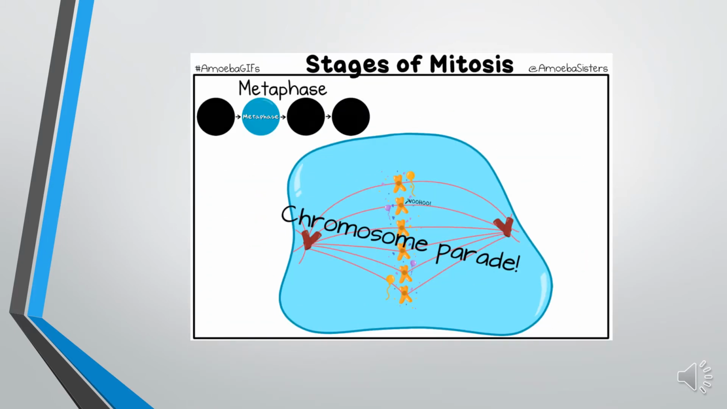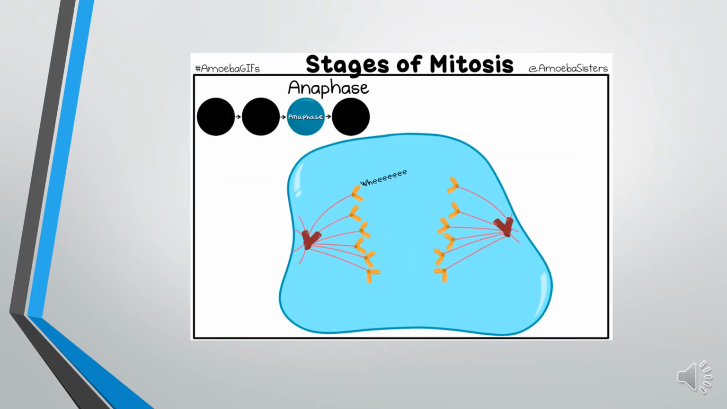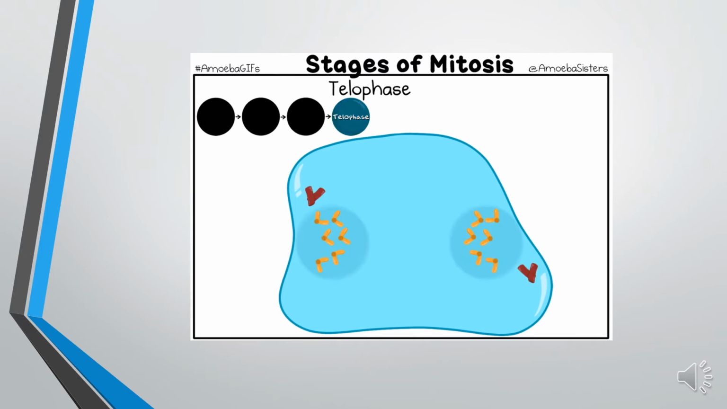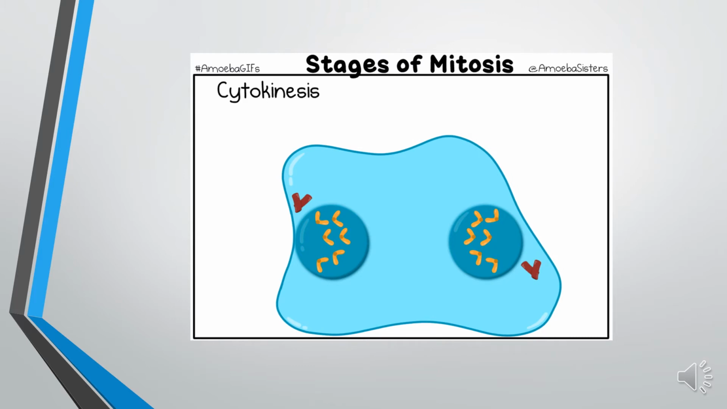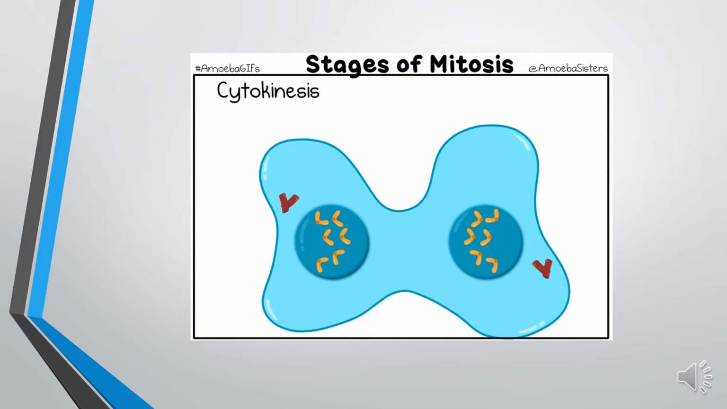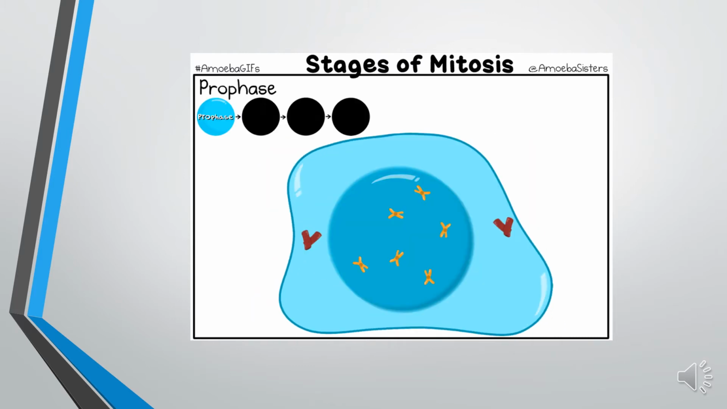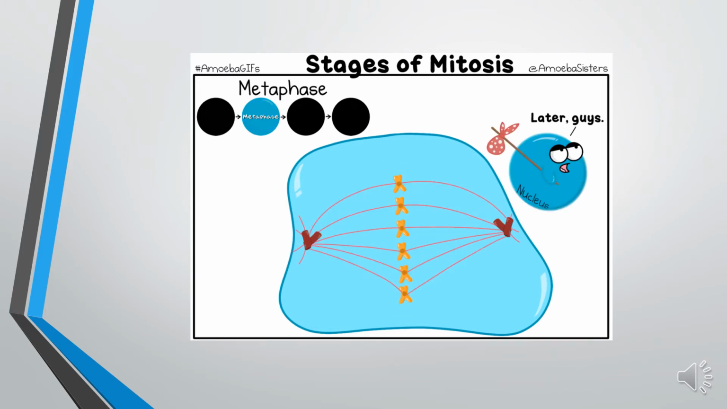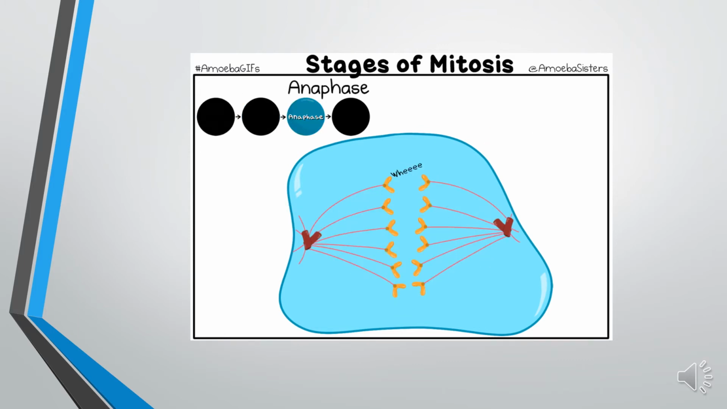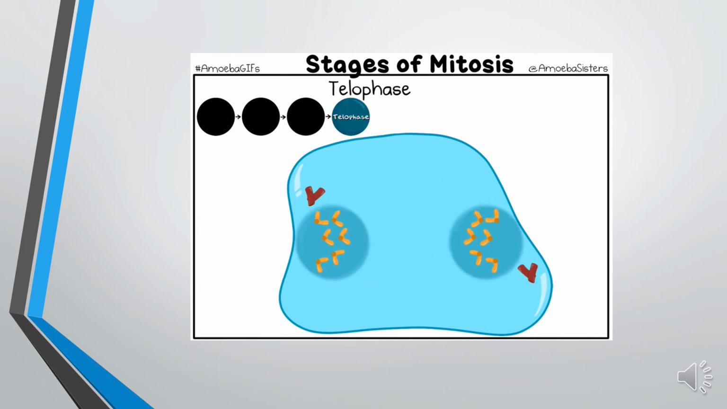So here are the stages of mitosis. We have prophase, the metaphase, or the middle, where they're lining up, the anaphase, or they're moving away towards the poles, and the telophase, and cytokinesis, or the separation of the cytoplasm.